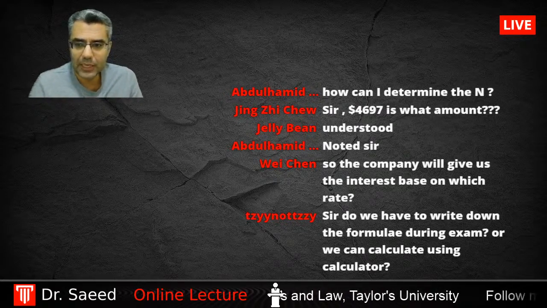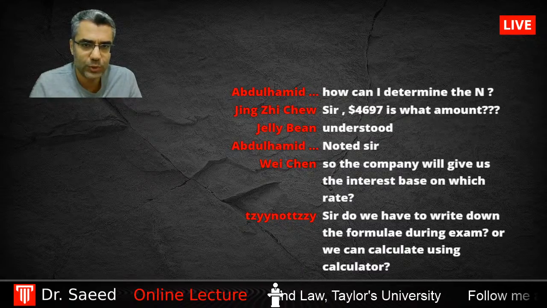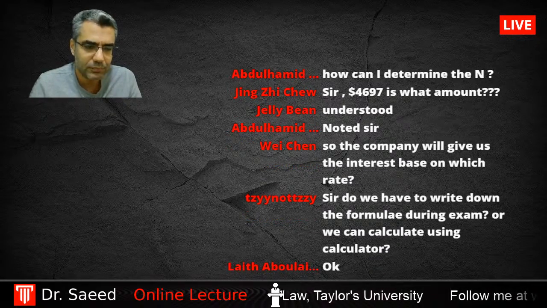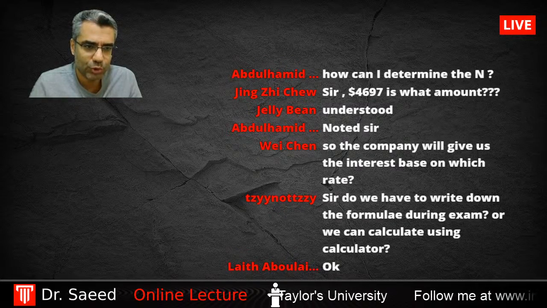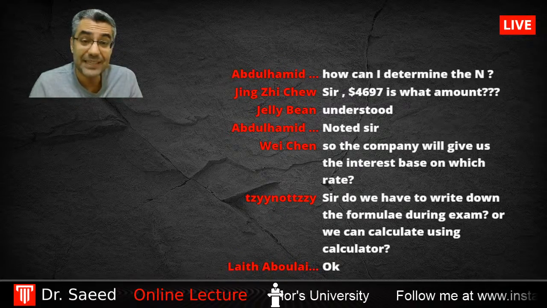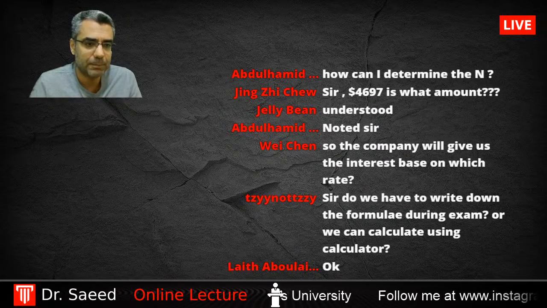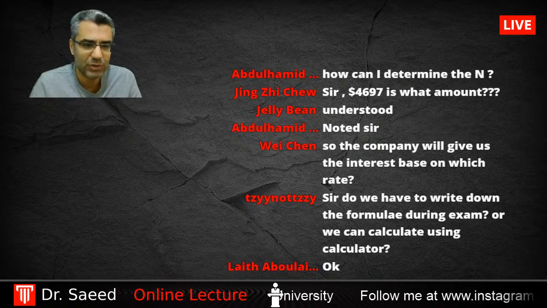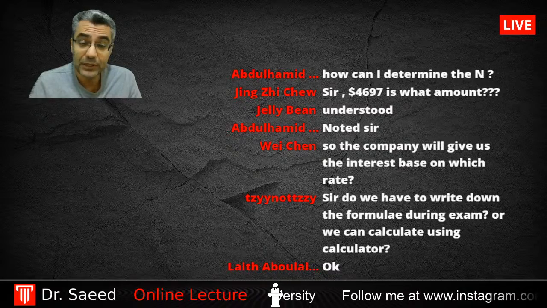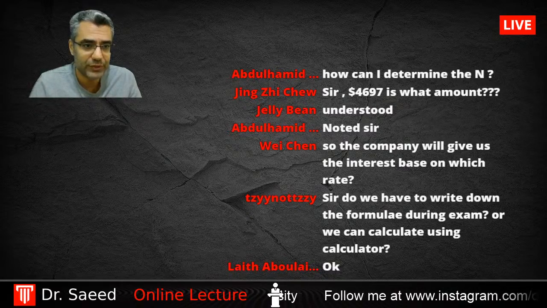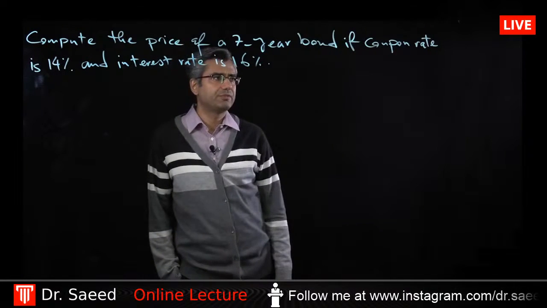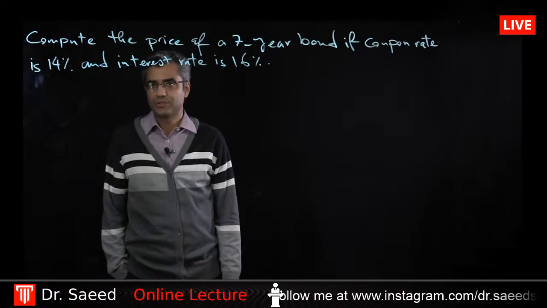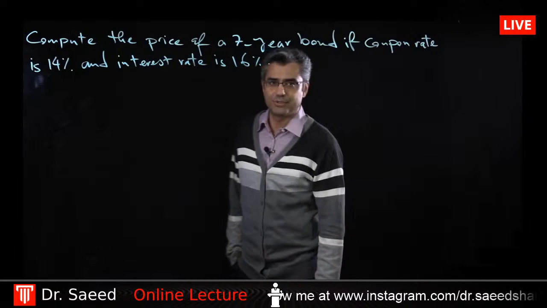Okay, guys. Now, we don't have much time, so let me show you an example. I think when we use an example, it will be easier to follow. Let's watch an example, then we will discuss further. Compute the price of a 7-year bond if the coupon rate is 14% and the interest rate is 16%.